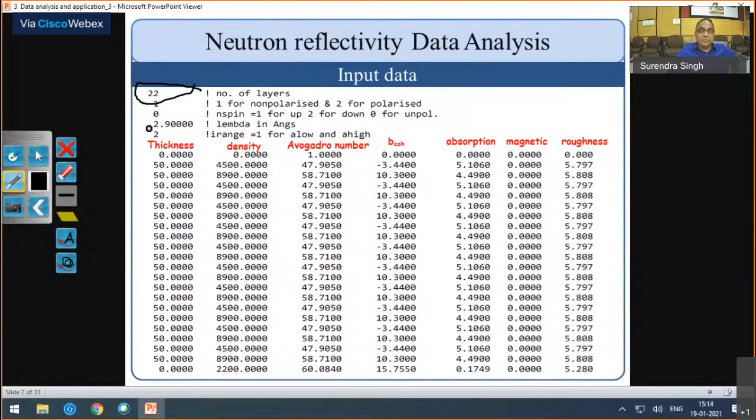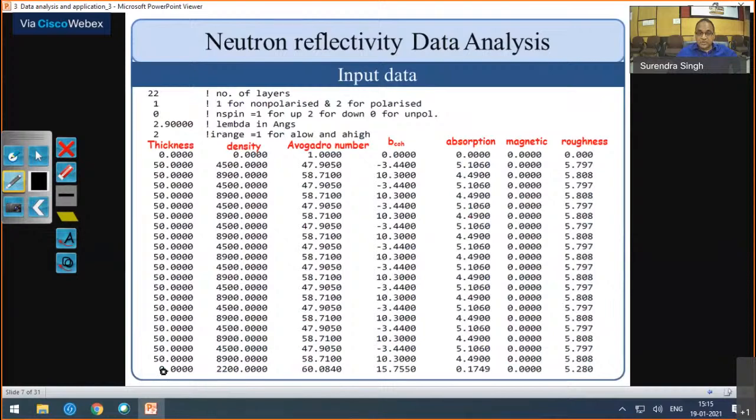For unpolarized, I'll give 1. There is no spin for unpolarized, so I have given 0. Then there is the wavelength in angstrom for the neutron, this is 2.9 angstrom. I didn't get that, but my program itself gets the scattering length density. What parameters are we giving? Thickness: suppose as guess values we give nickel 50 angstrom, titanium 50 angstrom.